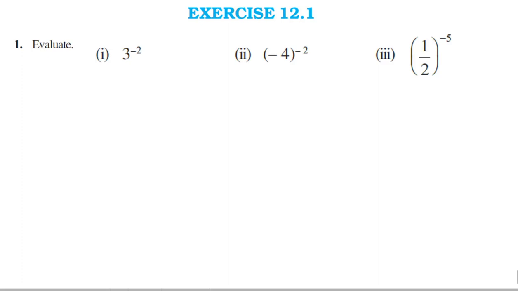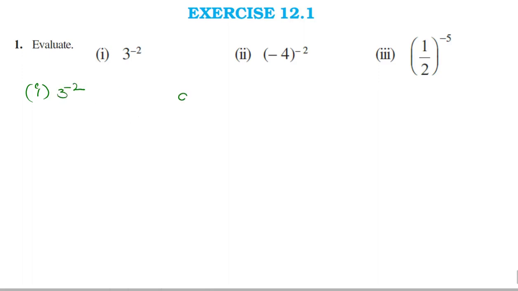Today in this video, let us do the problems from exercise 12.1 of 8th class mathematics, chapter 12, exponents and powers. First question: evaluate. These are the values we need to evaluate. So first value, let us take 3 to the power of negative 2.